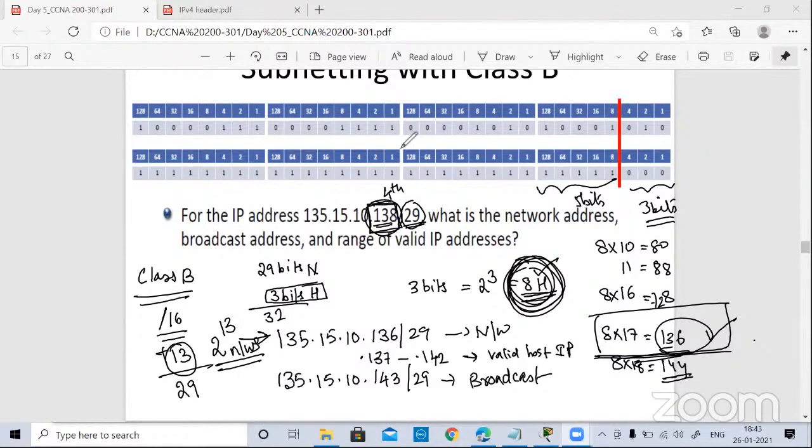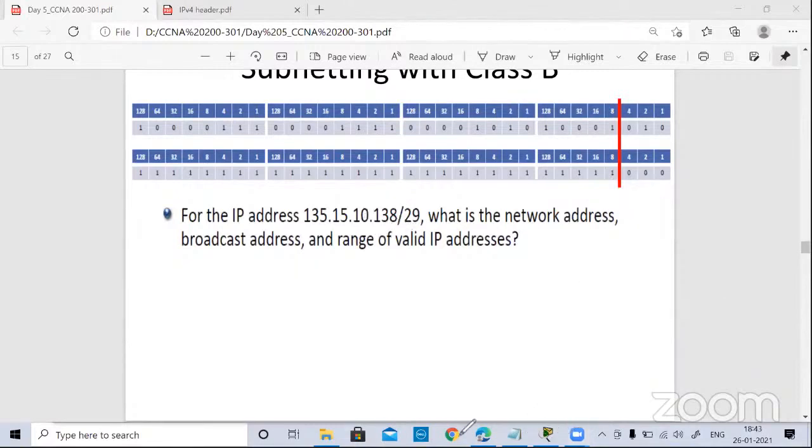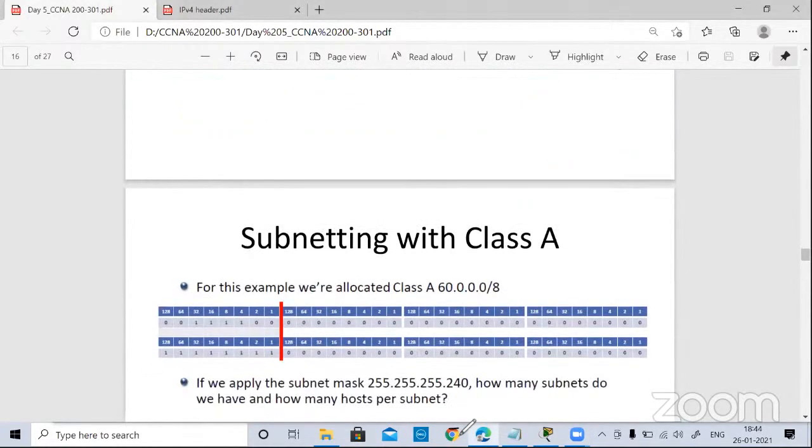Consider the standard default mask, and then whatever is extra, we subtract it from the standard, and that will tell you the number of bits on the network side, and then you take 2 to the power of that to get the number of networks. Okay, fine. So now moving on, we have one more similar question.